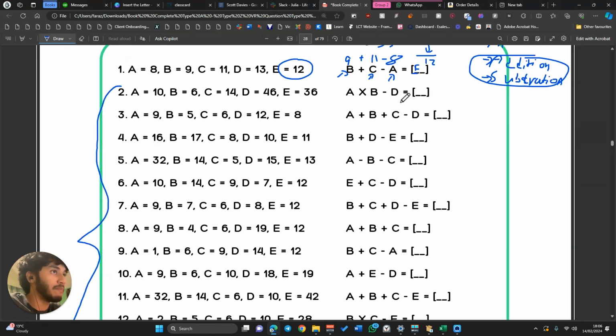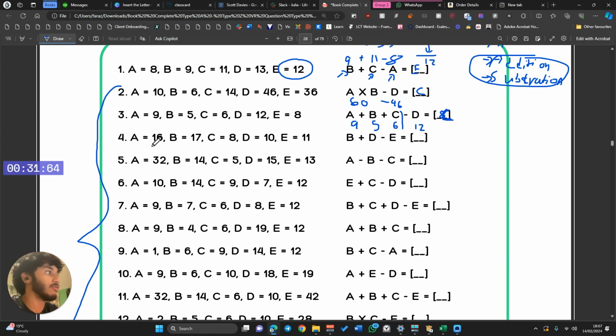So A times B, that's 10 times 6, so that gives us 60. And D is 46, so we just have to minus these two. If you could do this in your head, you're going to get 14, and 14 is C. So A plus B plus C, okay, so that's going to be 9 plus 5 plus 6. That is going to give us 20, and then all we have to do is minus the D from it. So minus 12 from 20, and that will give you 8, which is C again.